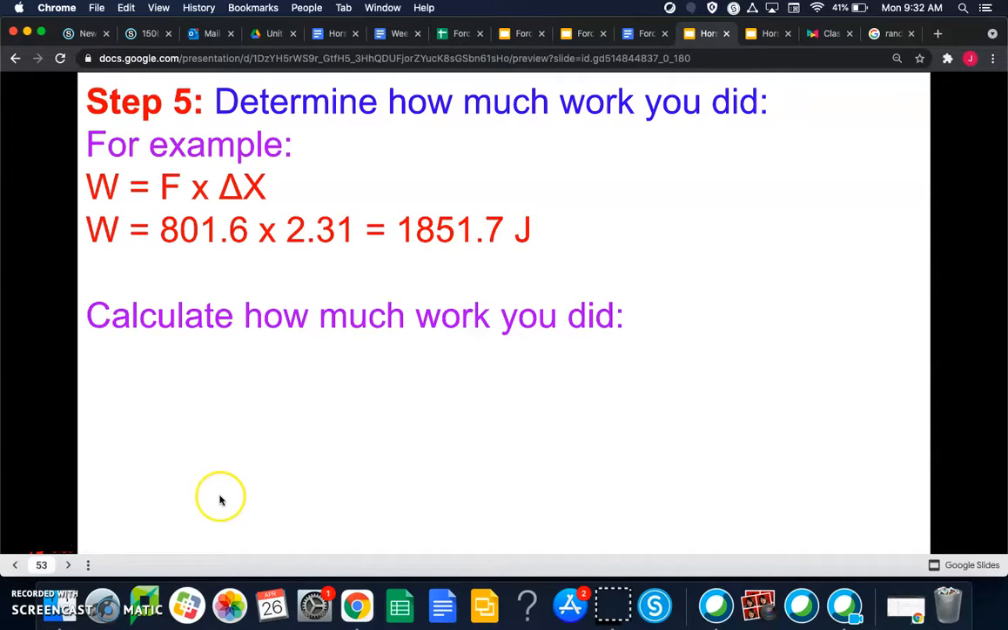Okay, so you're going to do the same thing down here. You're going to write this formula, work equals force times change in position. And then you'll put in for your force, that's your answer to step 2. Your change in position, that's your answer to step 4. Multiply those values together to get your work in joules. Okay?